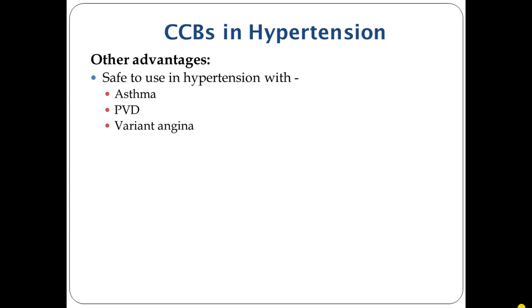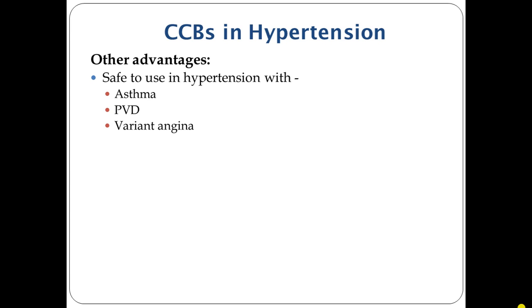Other advantages are they are safe to use in hypertension with asthma because they produce bronchodilation, and asthma is a disease where bronchoconstriction occurs. So if a patient has hypertension with bronchial asthma, calcium channel blockers are a safe drug to use because they can dilate the bronchi also.